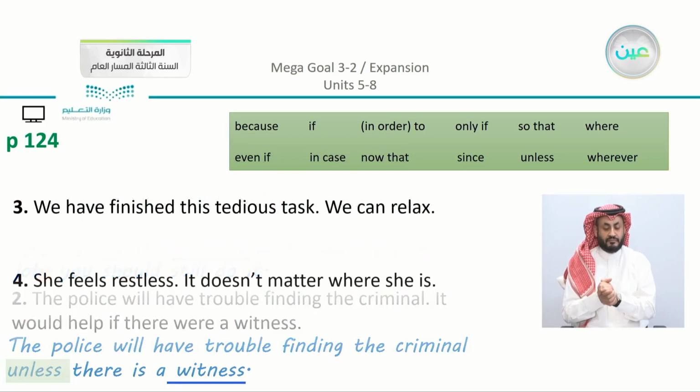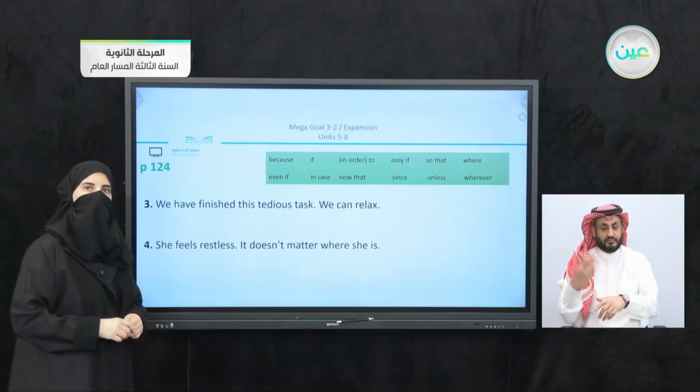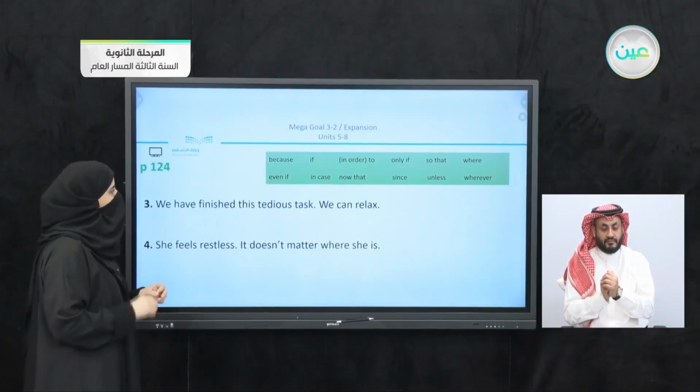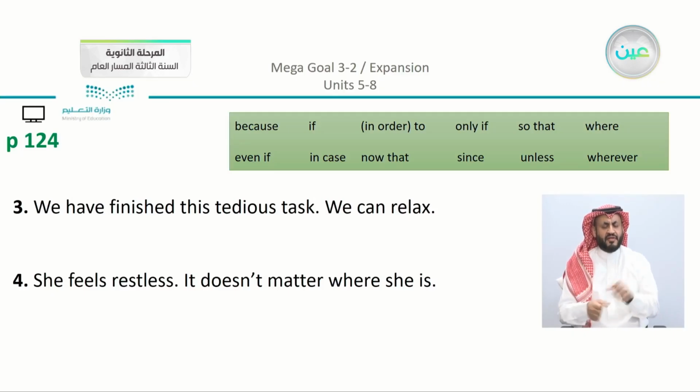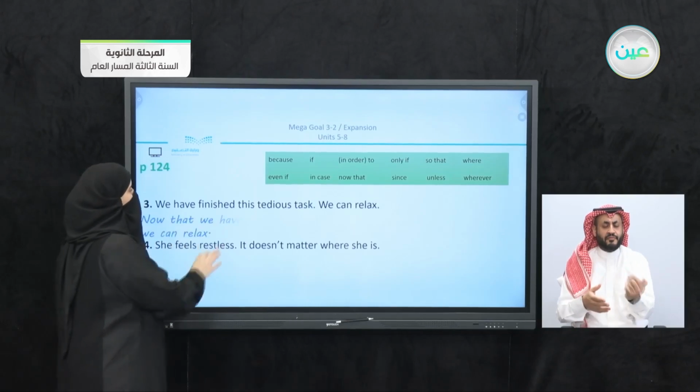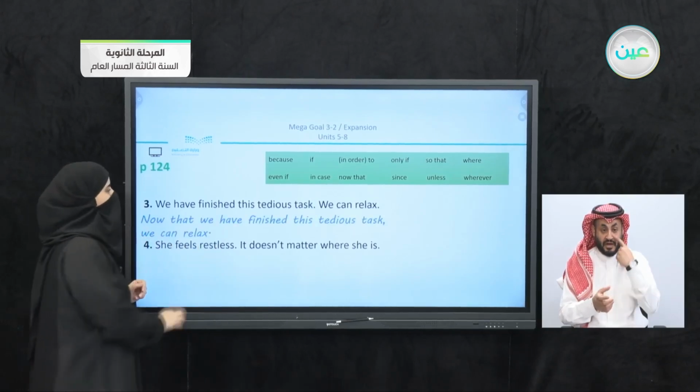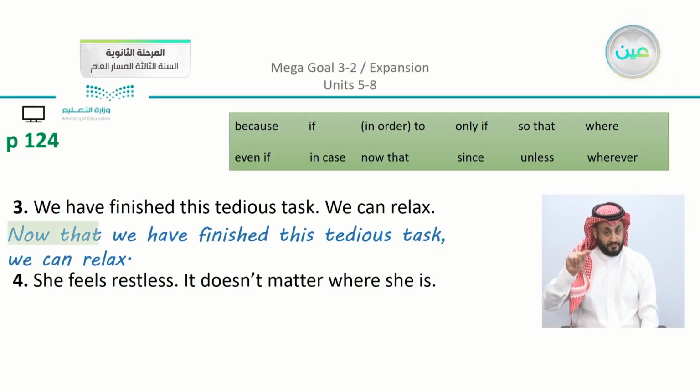Moving on, we have number 3. We have finished this tedious task. We can relax. So we're going to combine the two sentences and say, now that we have finished this tedious task, we can relax. So you can see that I used it at the very beginning of the sentence, which means, of course, that I have my comma. And also, just to revise here, there is a new word that we studied.